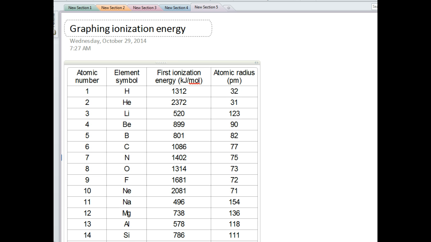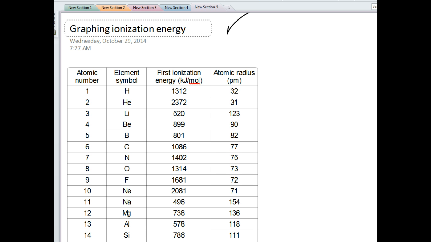energy. And if you remember, ionization energy is the energy required to remove an electron from an atom. That's ionization energy. We talked about that a little bit yesterday. And so we're going to be making a graph of atomic number versus ionization energy.